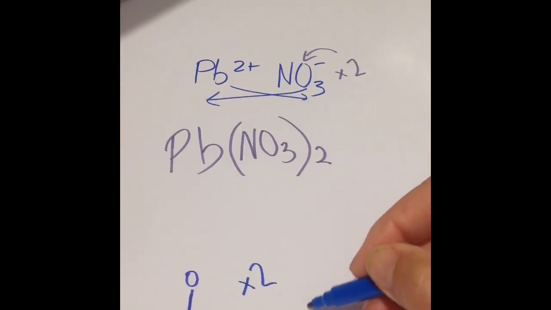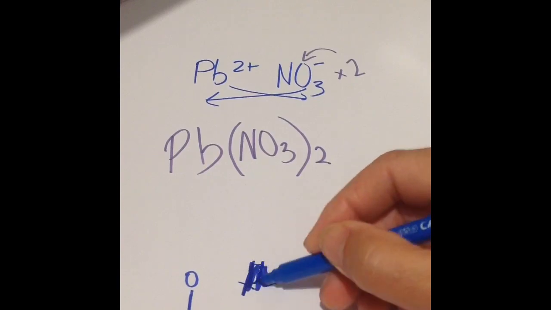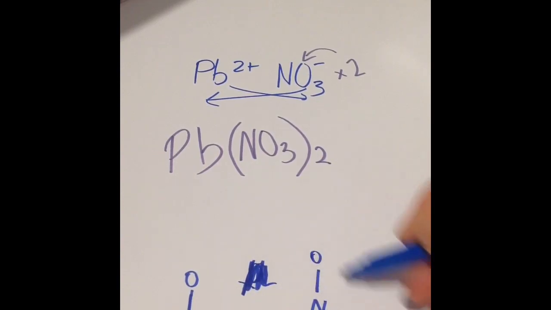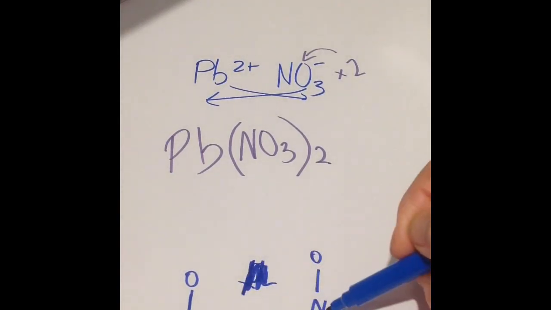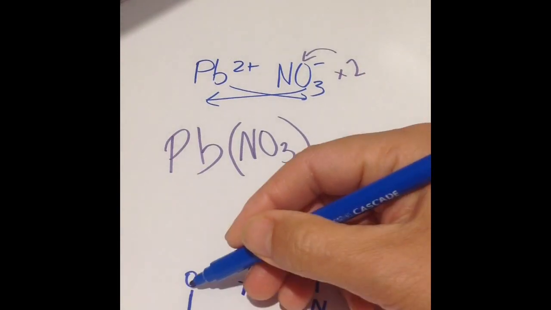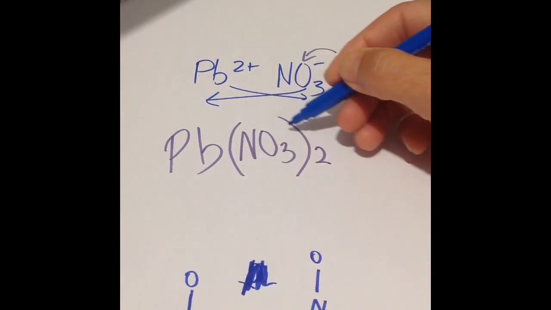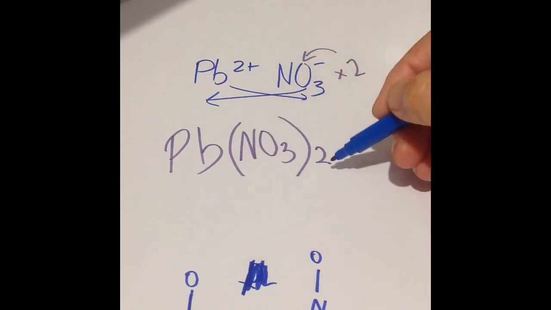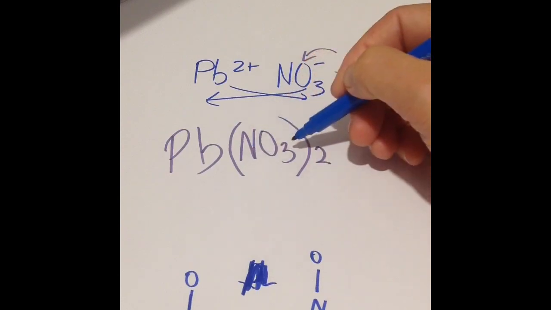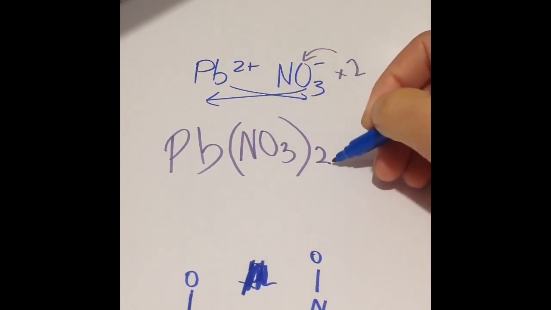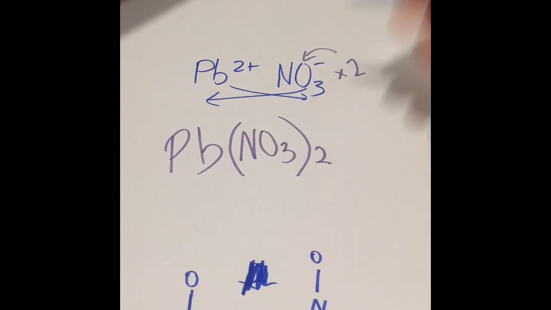So what you've got is 1 nitrogen bonded to 3 oxygens. We've got 2 of these. So we can't mess with the numbers of the oxygens or the nitrogens. That's why we have to put brackets around it. And if you're going to double it or triple it or quadruple it, you have to do it to the whole thing. So that's why you put brackets and you put the little number on the bottom there. So that's lead nitrate.